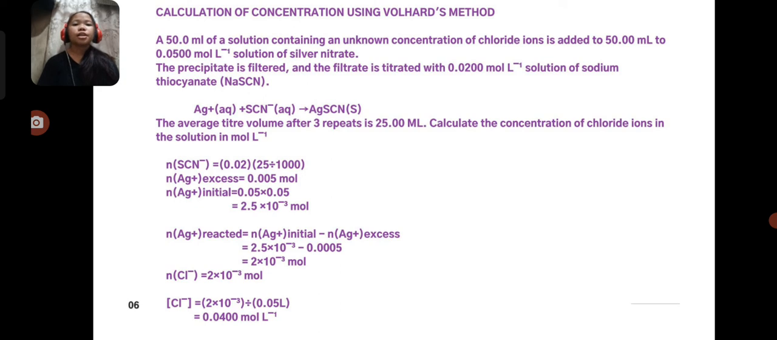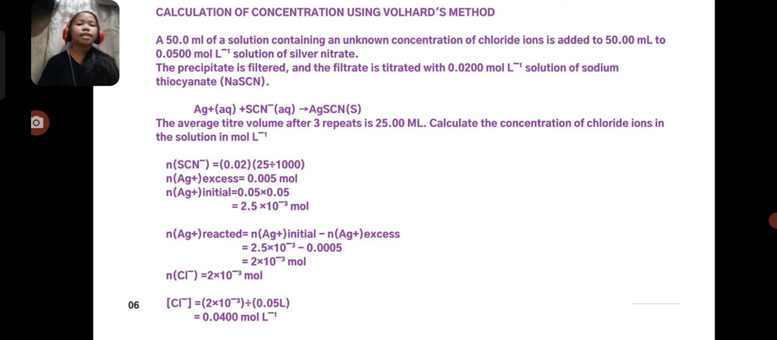So, we proceed to the reacted number of Ag+. We get it by subtracting the existing amount from the initial. The initial is 2.5 times 10 raised to the power of negative 3. We subtract 0.005, and that results in 2 times 10 raised to the power of negative 3 mole. Then we proceed to the number of chloride ions. Since it is again a 1-to-1 ratio, it is the same value as the reacted number of moles of Ag+, which is 2 times 10 raised to the power of negative 3 mole.